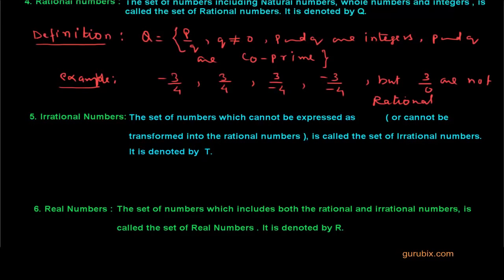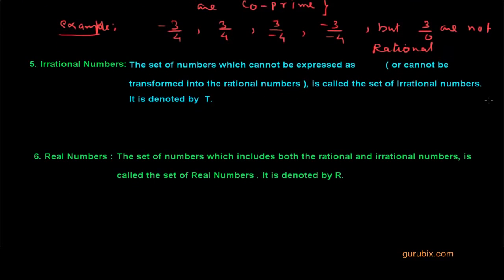Let us move to the irrational numbers. This is a very important part of real numbers. The set of numbers which cannot be expressed in p by q form. This means we cannot write an irrational number in the form of, like, 3 by 4, or cannot be transformed into a rational number. This means the numbers which cannot be transformed into rational numbers are called the set of irrational numbers and it is denoted by capital T.